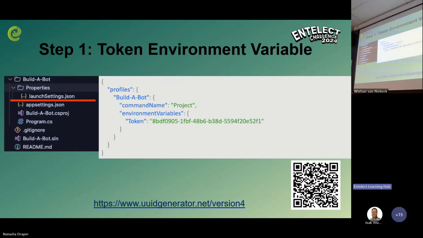Then after that, in a new folder in our Build-A-Bot project folder, we're going to create a properties folder and create a launchSettings.json file. This is where we're going to actually configure that environment variable. There is a link down there if you want to generate a new UUID. For now, we just set it to a random UUID. It doesn't matter since we're just running everything locally.